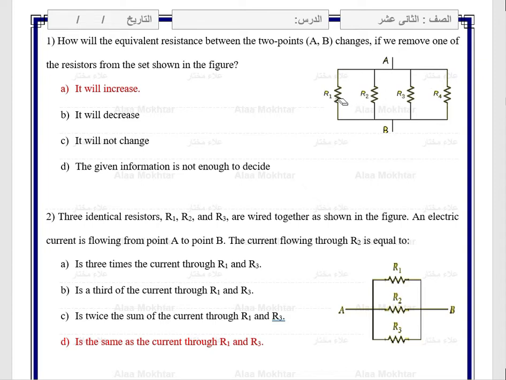In a parallel connection, if we remove a resistance, the equivalent resistance will increase. If we add more and more, the equivalent resistance will decrease more and more.